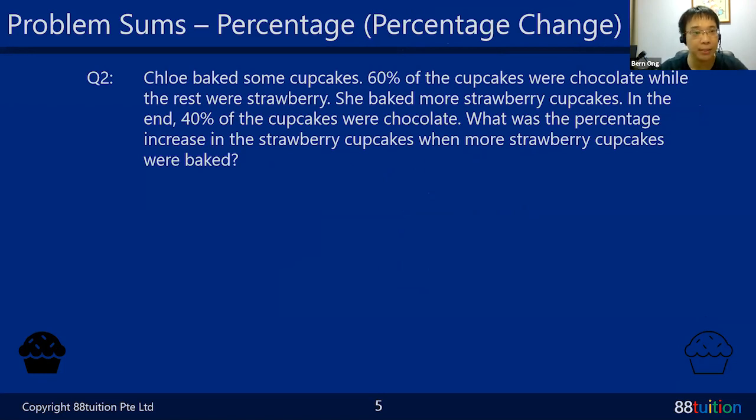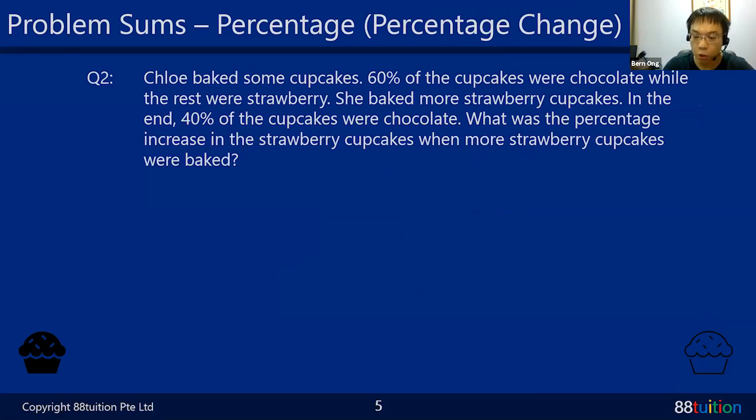Chloe baked some cupcakes. Do we have a Chloe here? I think we do have a Chloe. Chloe, you baked some cupcakes, right? 60% of the cupcakes were chocolate, while the rest was strawberry.